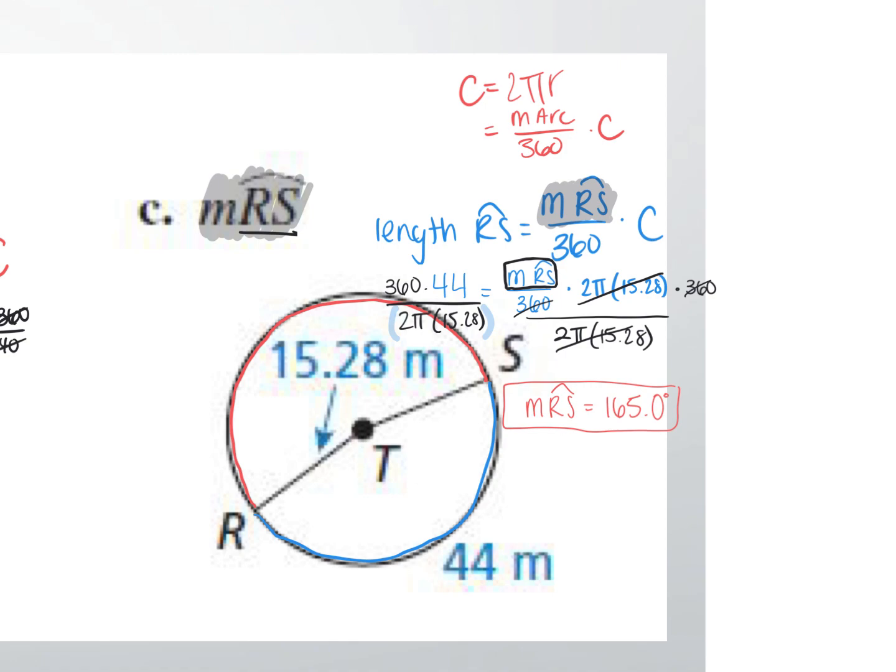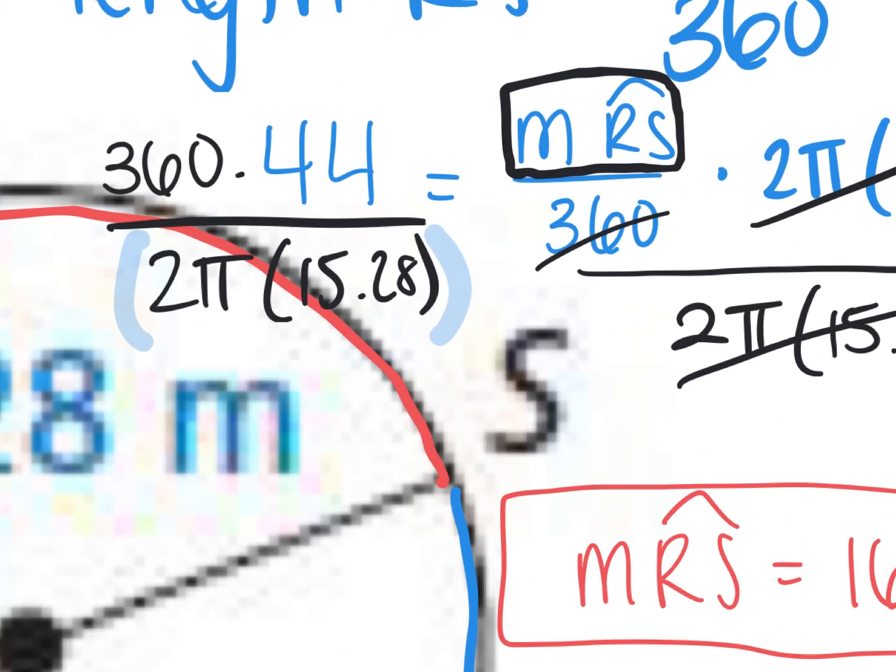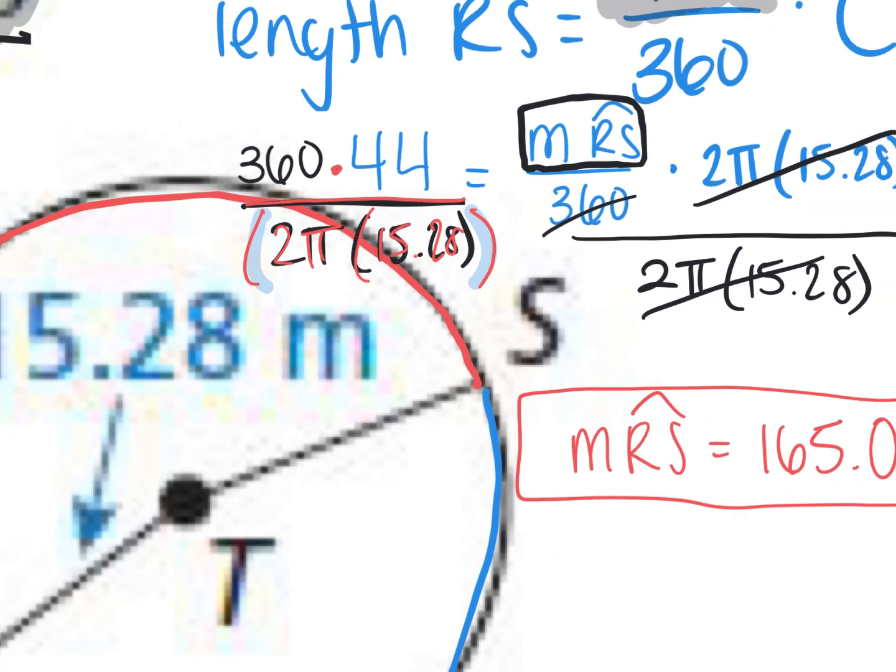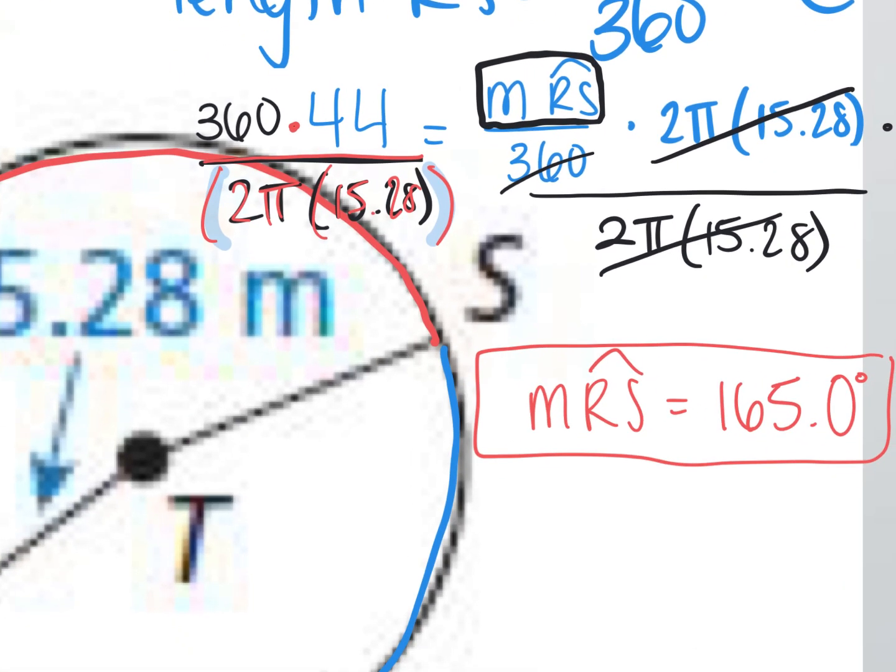Yes, Sophia. So you should have plugged in 360 times 44 divided by, make sure you have parentheses, Sophia, around 2 pi times 15.28. Let me know if you get the 165. You did? Yay. Okay. 0.98. Perfect. Go ahead. What else? We're going to take our time with this lesson, guys. It's very, very important. We're Gucci? All right, moving on.